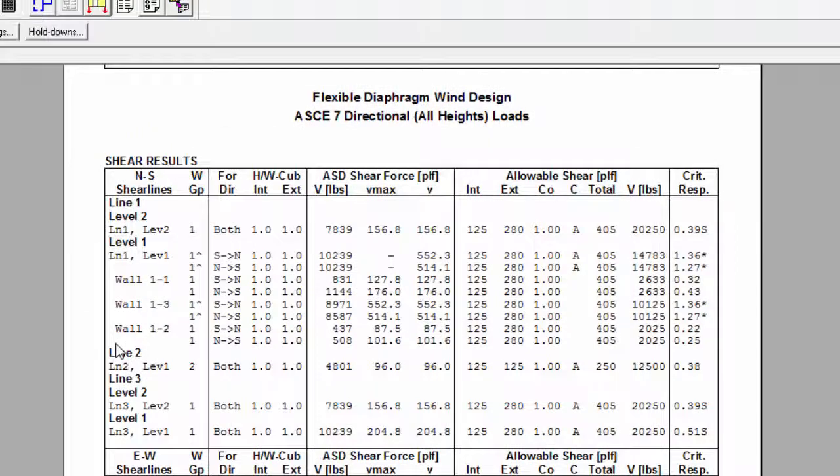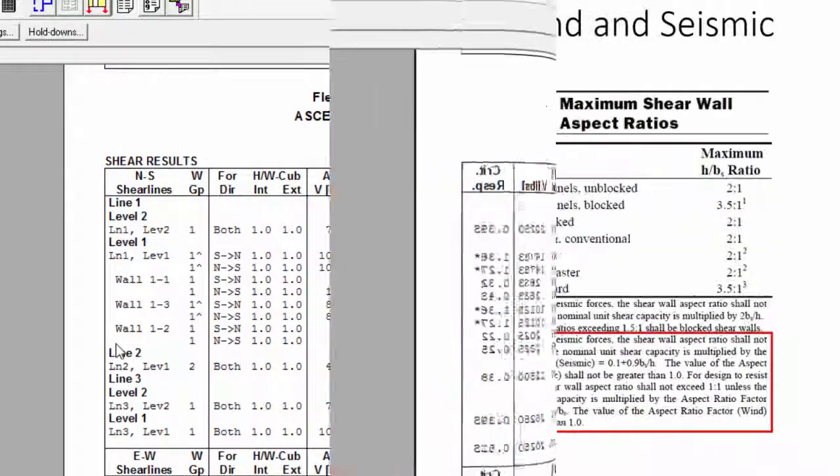For wind design, the only height to width aspect ratio factor applicable is for fiberboard walls. Fiberboard shear walls are not considered to contribute to shear resistance if their height to width aspect ratio exceeds 1 to 1, unless the nominal unit shear capacity is multiplied by the aspect ratio factor for wind specified in Note 3 of Table 4.3.4.